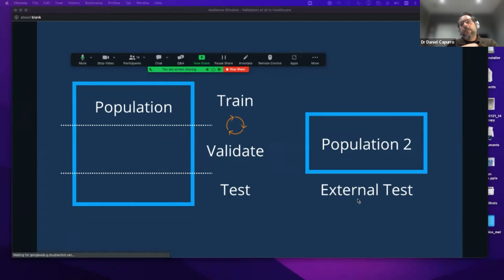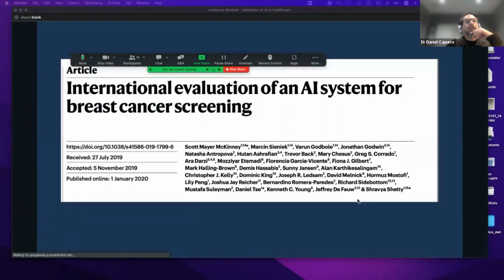So again, it's not like they went to a country that is completely different in terms of demographics, but, you know, fairly different in terms of demographics. And they got pretty good results, okay?